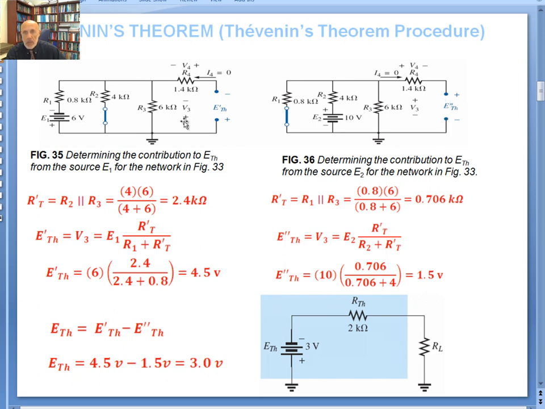Now because the polarity is different, they're contradicting, it's opposing voltages, so the one with a higher magnitude, which is 4.5, will determine the polarity of the total E Thevenin. So it would be plus minus like that, and 4.5 minus 1.5 gives you 3 volts. So that's your Thevenin for that circuit.